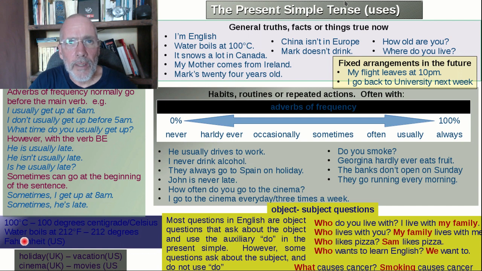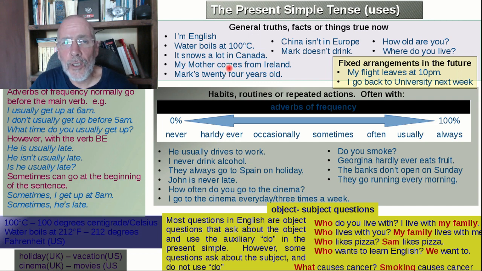And if you're in the United States, you're more likely to see this, 212 degrees Fahrenheit, because they don't actually use the metric system for temperatures or for anything else in the United States. In Britain, when I was a child, we also didn't use the metric system, but most things now in Britain, in the United Kingdom, have changed.